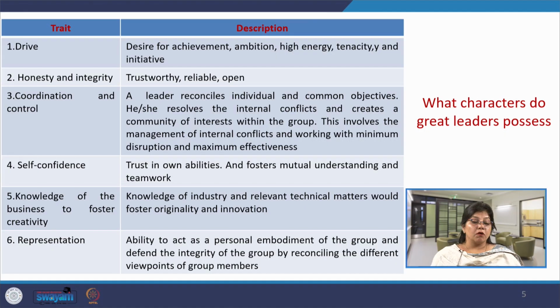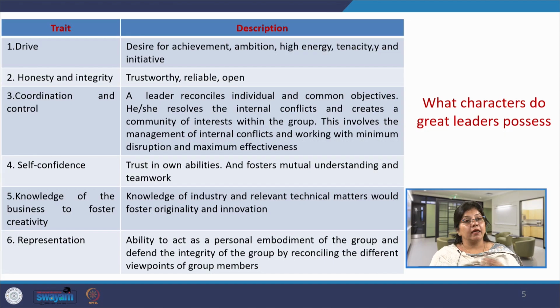The other trait is honesty and integrity, in terms of being trustworthy, reliable, and open. Open to new ideas, open to different kinds of experiences that members have, and having the ability to share those new experiences with the other group members. So, the more trustworthy a leader is, the more reliable he is, and the more open-minded he will become. The other is coordination and control. It is not only that the leader has to just execute influence or authority on the team members.